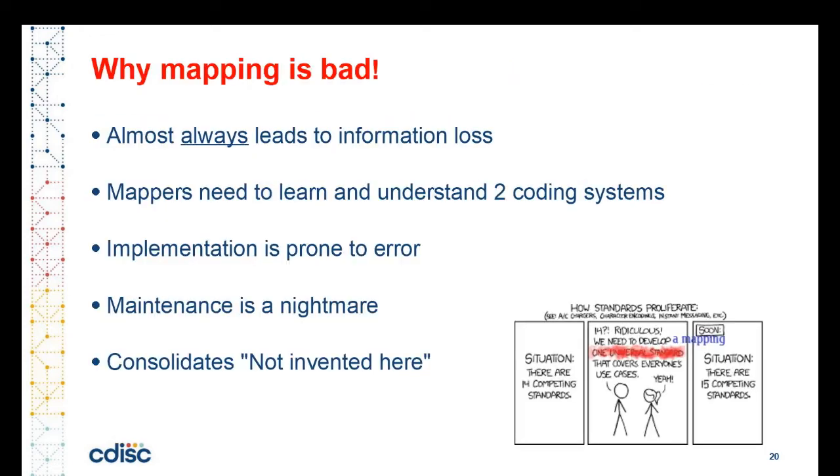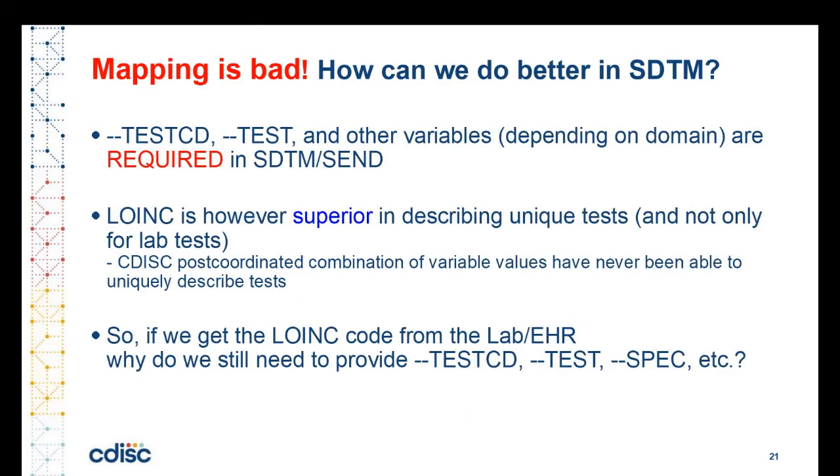Why is mapping so bad? Well, it almost always leads to information loss. Mappers, like me, need to learn and understand two different coding systems. The implementation is very prone to error. Maintenance of the mappings is a nightmare. And, more fundamentally, mapping consolidates the not-invented-here mentality. So, how can we do better?